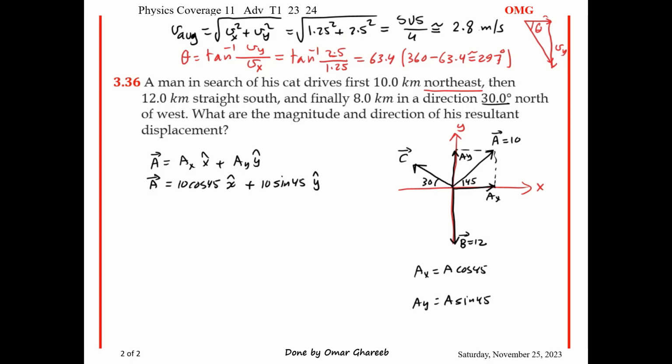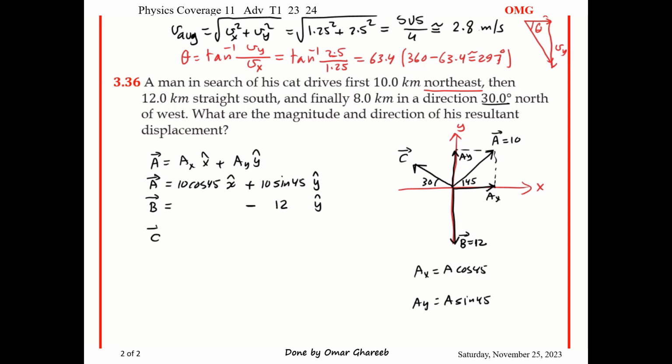Now the vector B, it is directly to the south, so it is minus y hat, and we put all of B on this direction because no component in the x direction. The only component for B is into y-axis down, so it is minus.